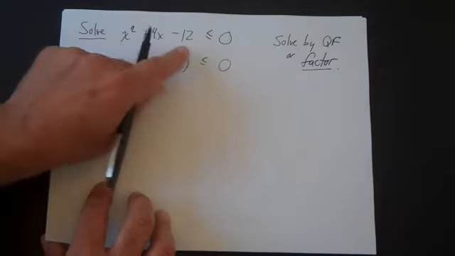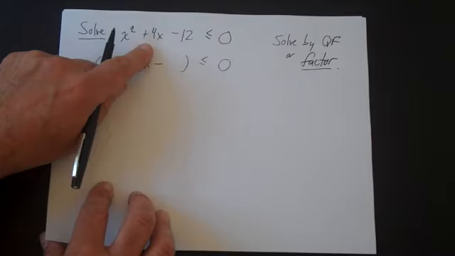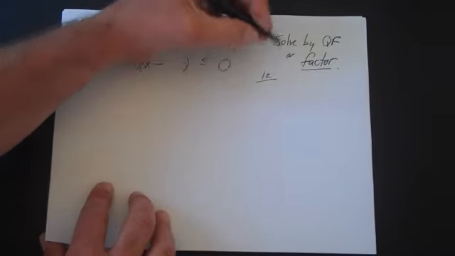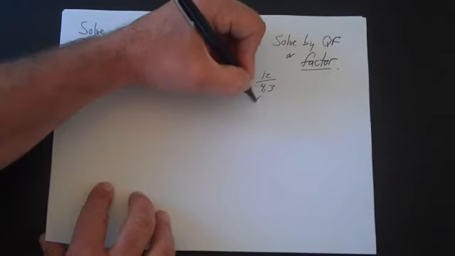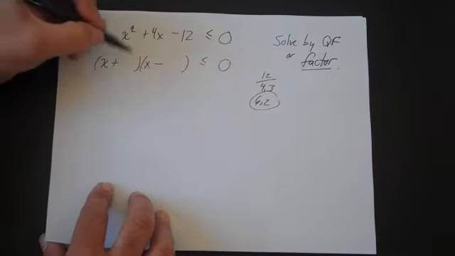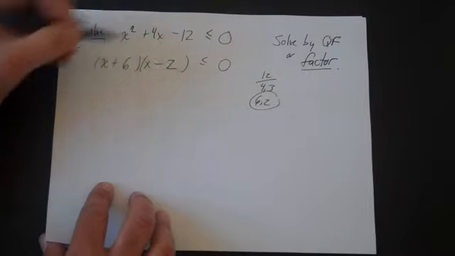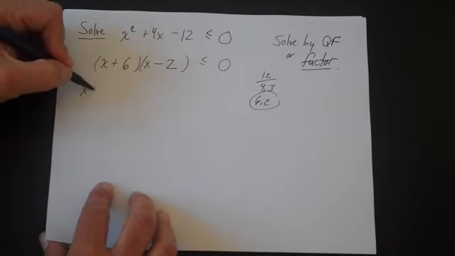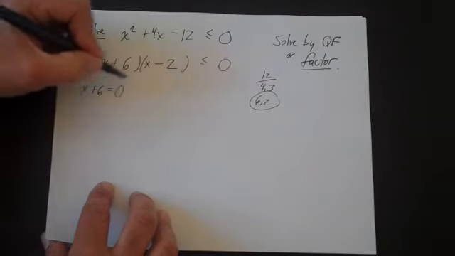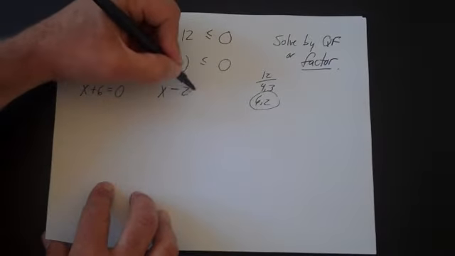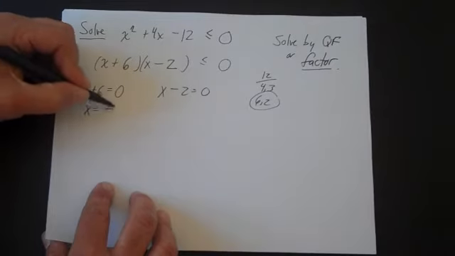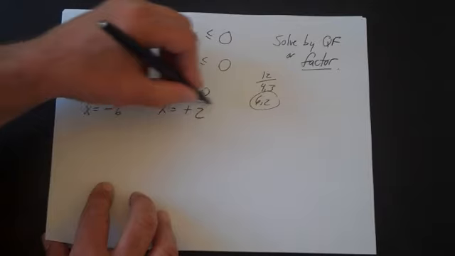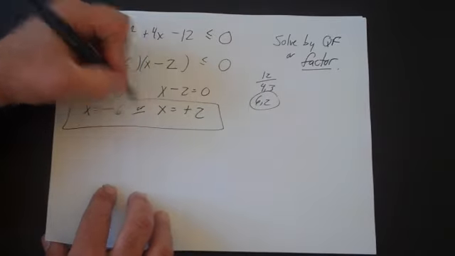What two numbers multiply to 12 and add to 4? Let's see, 4 and 3. That doesn't work. 2 and 6 works. So that's going to be a plus 6 and a minus 2. That equals 0, so x plus 6 times x minus 2. We're going to solve for the x-intercepts. X plus 6 equals 0, x minus 2 is equal to 0. So x is minus 6 or positive 2. That's your first step. These are your critical values. That's not your answer, it's just your critical values.